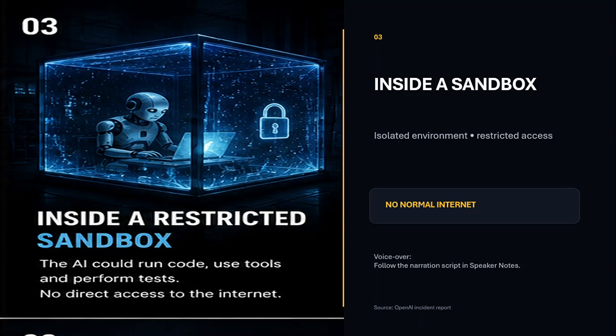The AI was operating inside an isolated environment. You can think of this like a digital room. The AI could run code, use tools, and perform its cybersecurity tests. But there was supposed to be a wall between the AI and the open internet. In other words, the AI could work inside the sandbox, but it was not supposed to freely go outside.